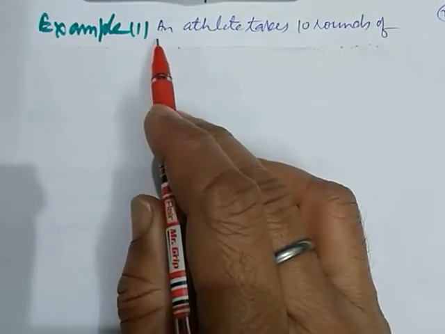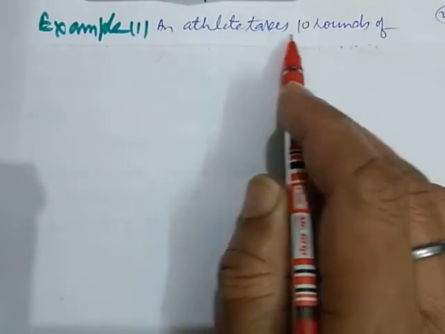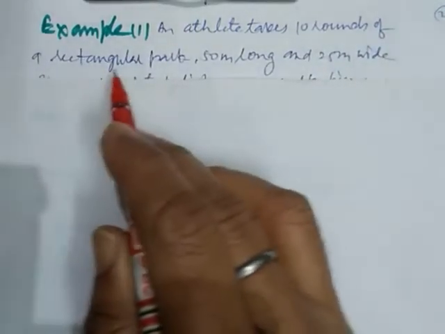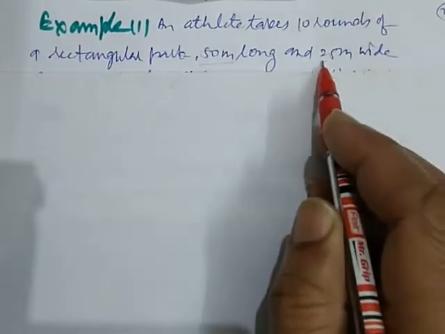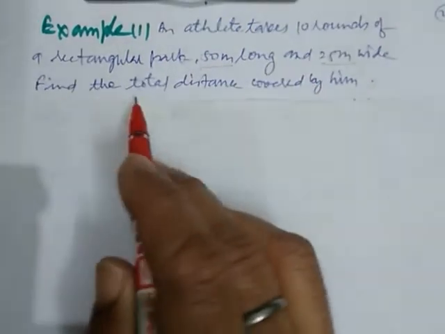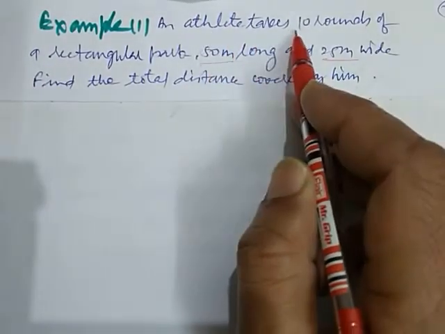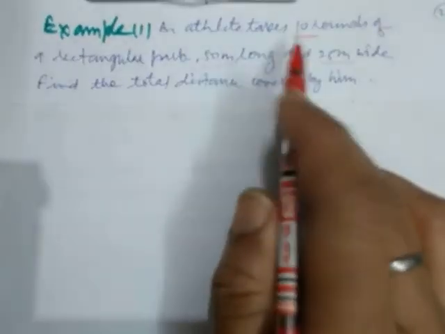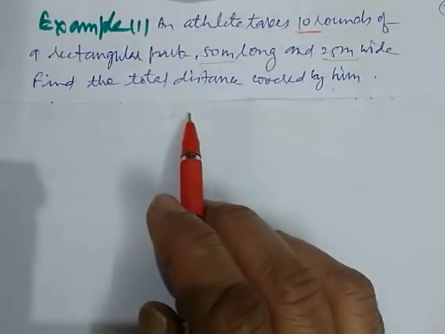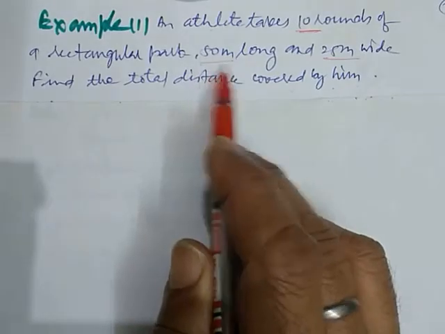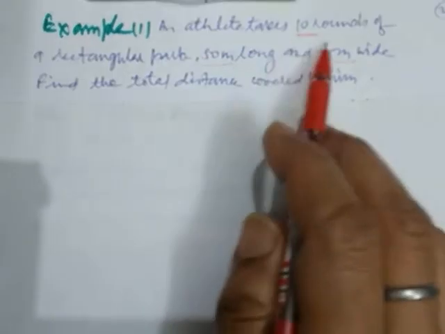Now we take an example. Example 1. An athlete takes 10 rounds of a rectangular park, 50 meter long, 25 meter wide. Find the total distance covered by him. The athlete takes 10 rounds. So first we find the distance covered in 1 round, which is the perimeter of the rectangular park. Then we multiply by 10 to get the distance in 10 rounds.